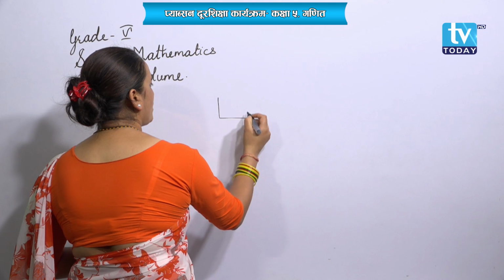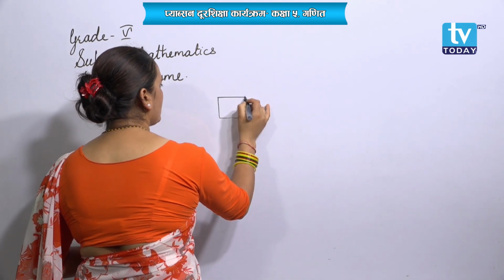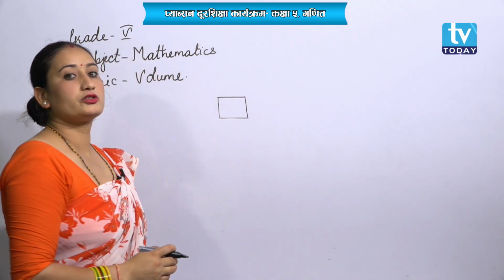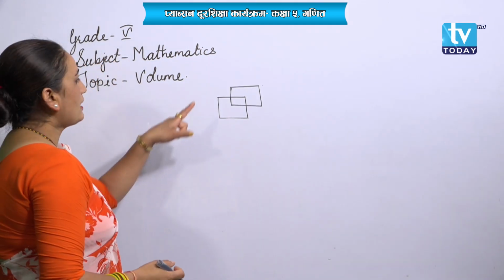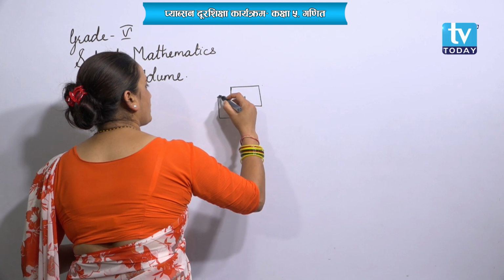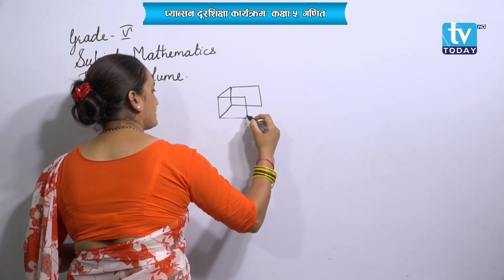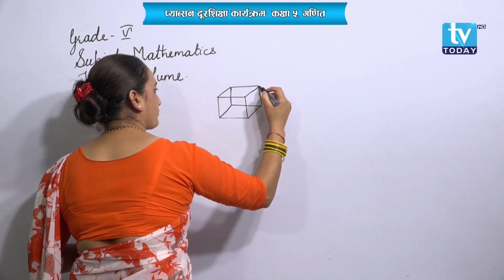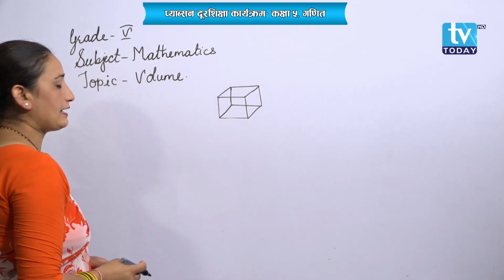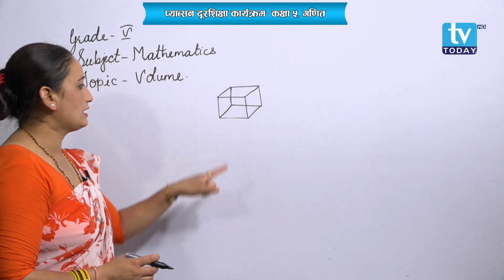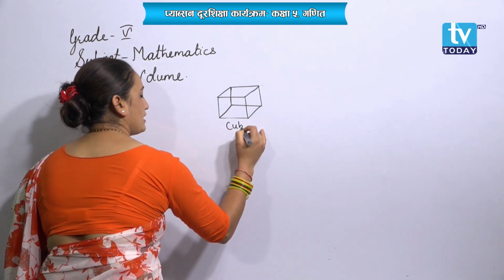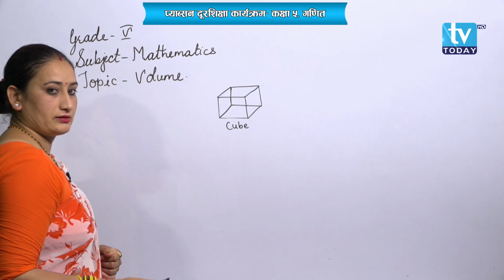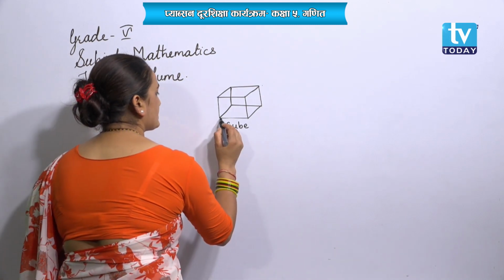Okay, to draw a cube, first of all, please draw 2 squares over here. Now attach the corner points with each other this way. Then, have you seen? It's a cube. You can write it, it's a cube.